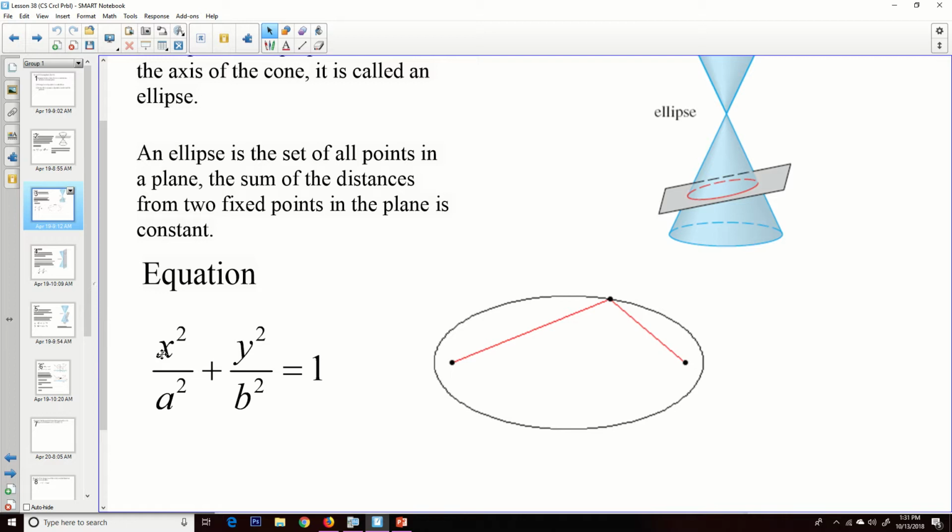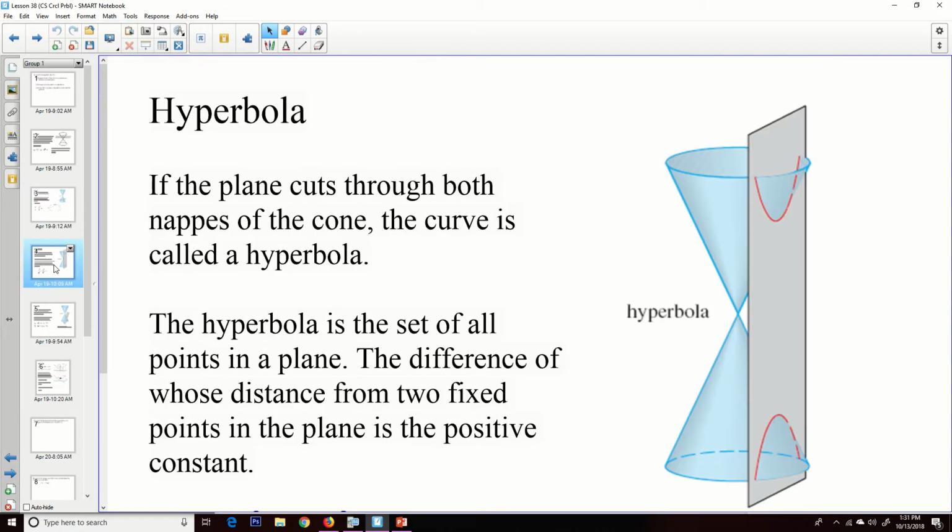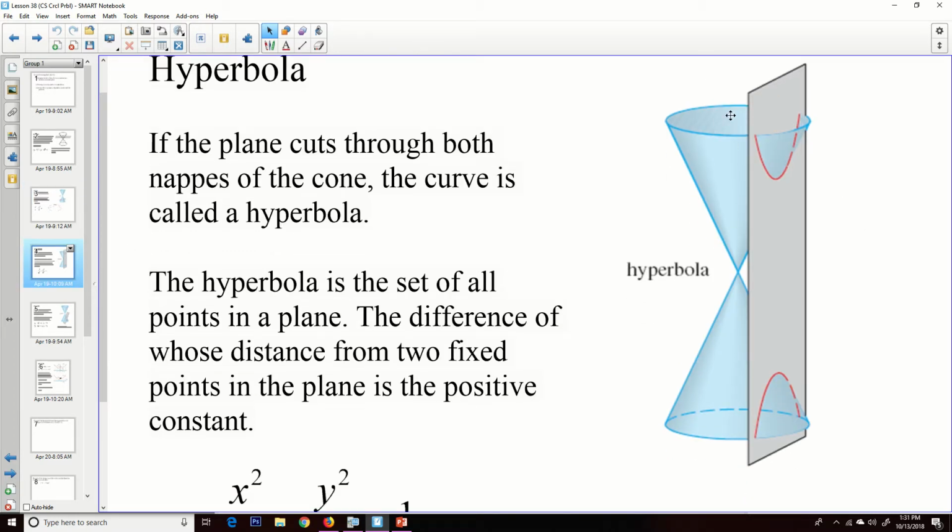And that general equation is x squared over a squared plus y squared over b squared equal to 1. We'll talk about that in the next section. A hyperbola, if I run that plane parallel to the height line and it cuts through both of the cones that are stacked point to point, the intersection will be the hyperbola, and the hyperbola is the set of all points in a plane whose difference from two fixed points is positive and constant, and again, difference. And so we'll be subtracting two distances and get the same value.